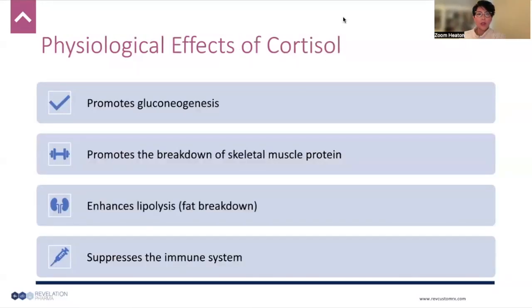So some physiological effects of cortisol. It promotes gluconeogenesis. It induces the breakdown of glucose or sugar from fat cells in your liver so that you can use it in times of stress. It promotes the breakdown of skeletal muscle protein. Of course, it reduces protein uptake since the whole point is to give you more energy from sugar and glucose in circulation so that it can help your brain to function and stay alive.